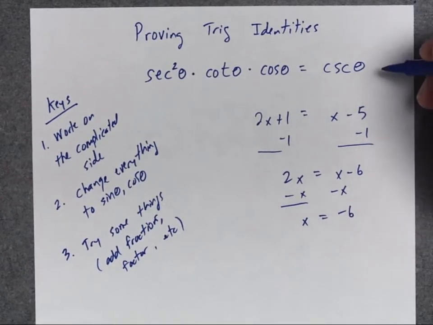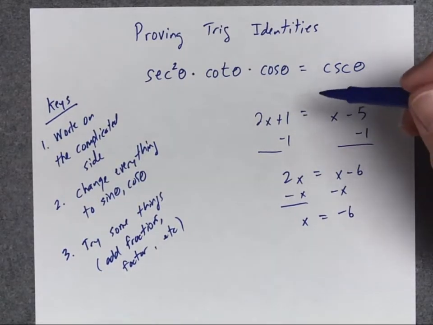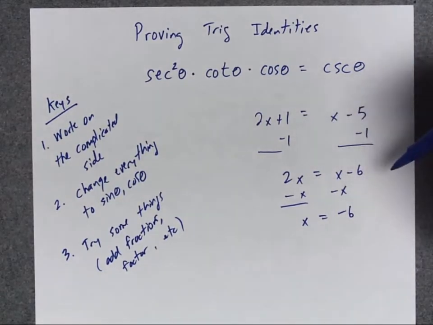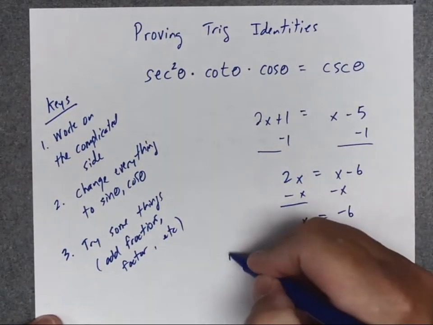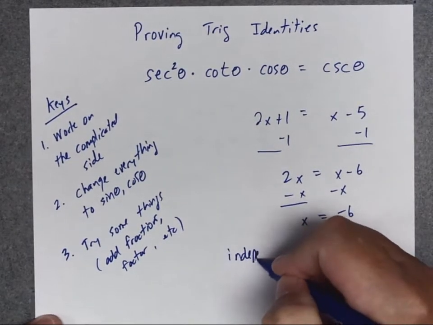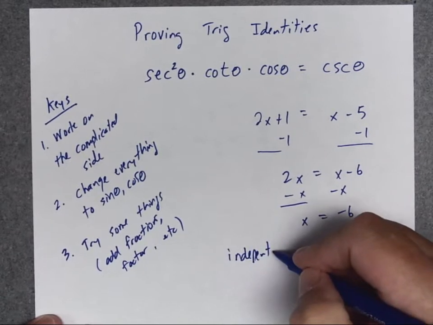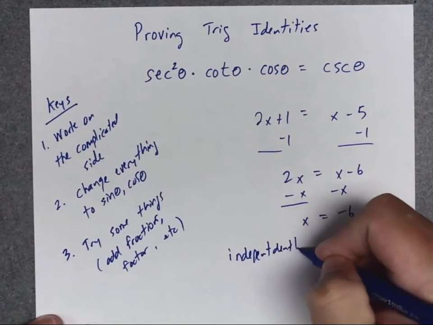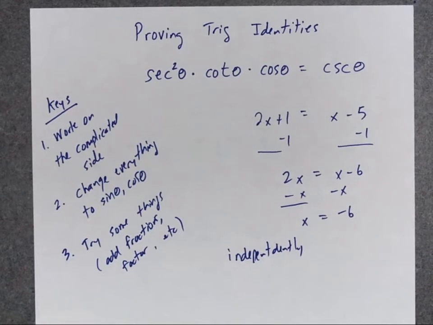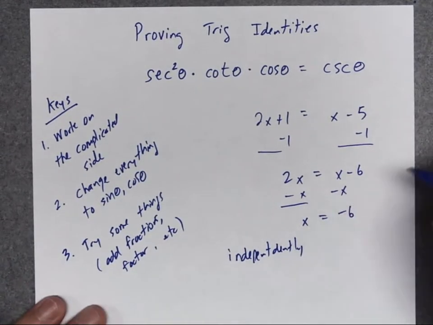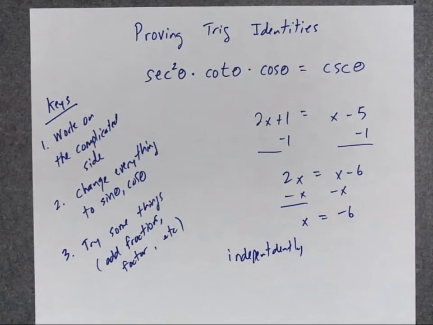We are not doing that here. We are not going to do something to both sides of the equation. We're not going to do the same thing to both sides of the equation. We're going to work on each side independently. Independently. Did I spell that right? Anyways, you work on each side by itself.